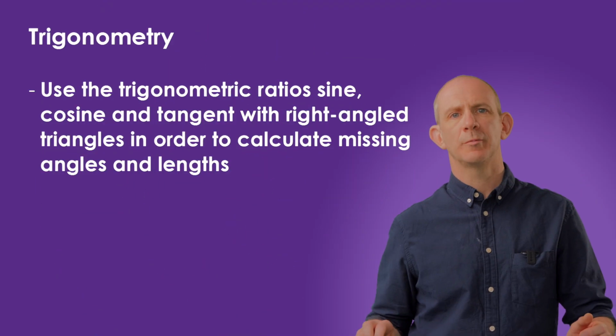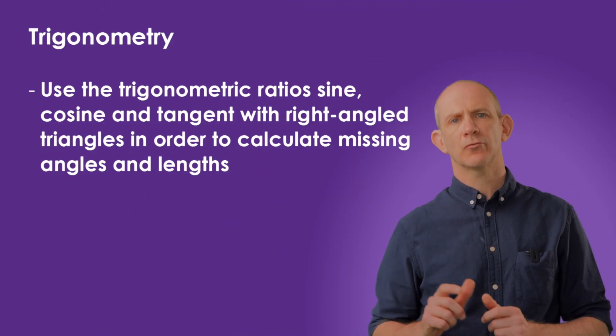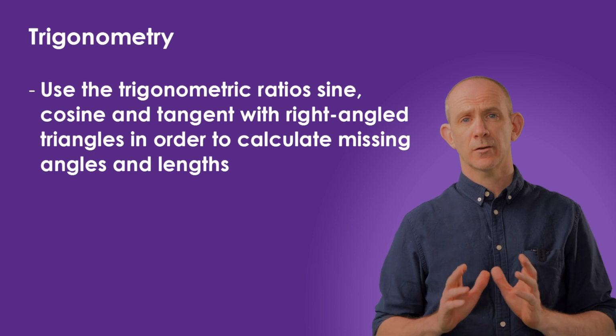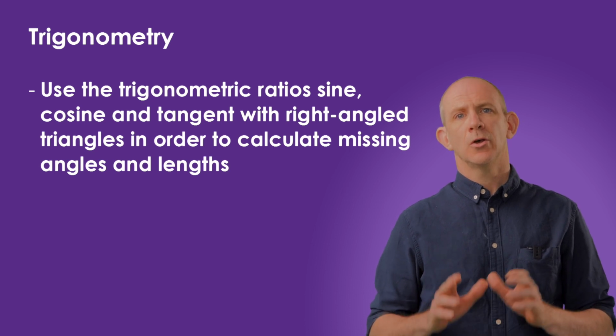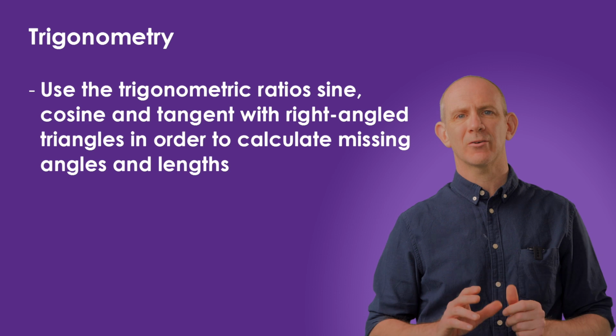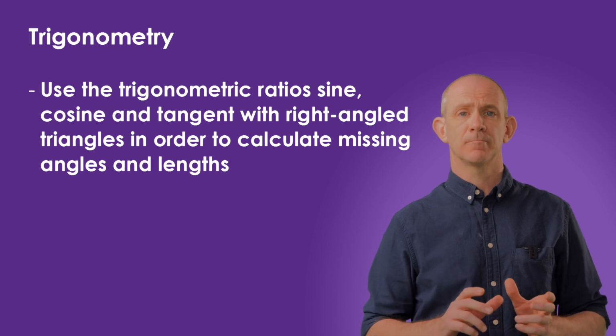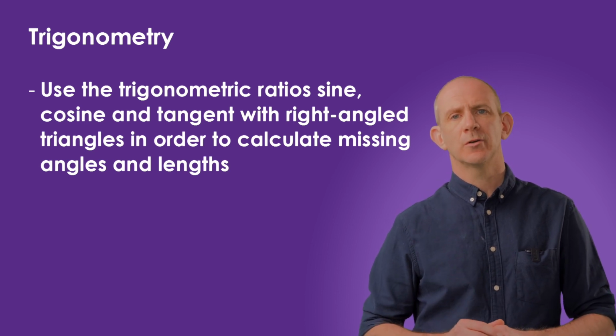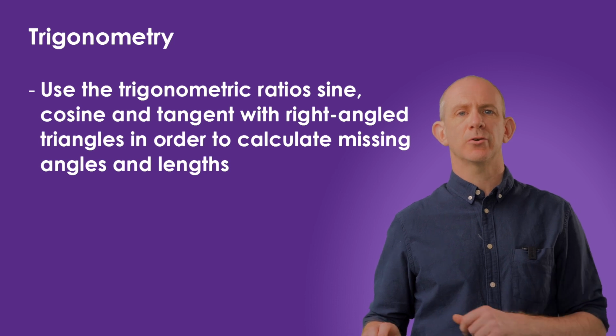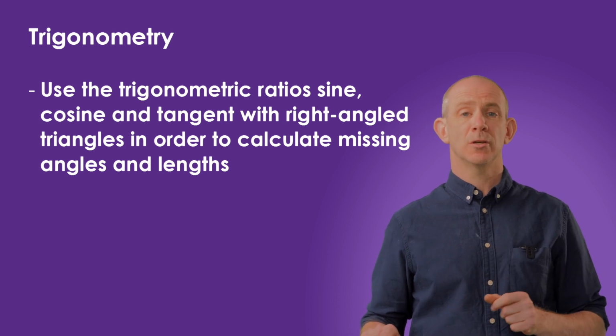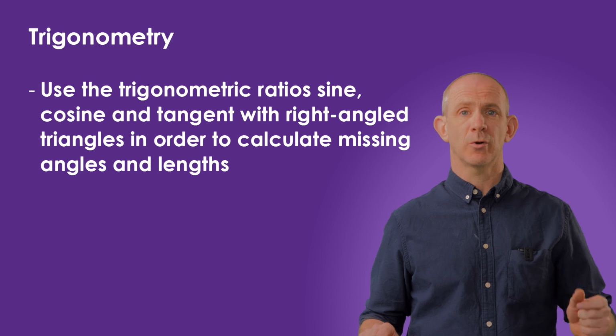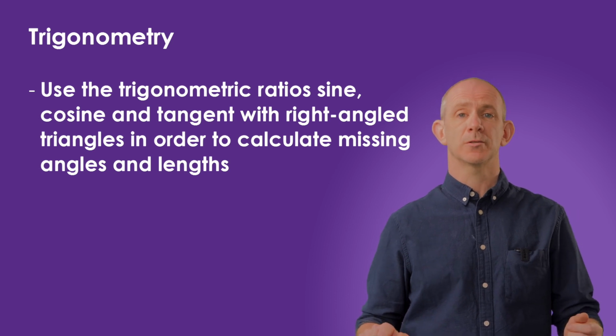In this video, we'll be looking at how to use trigonometric ratios of sine, cosine and tangent with right-angled triangles in order to calculate missing angles and lengths. Before you start this video, I would suggest making sure that you're happy with rearranging equations by watching the rearranging equations video from earlier in this series.